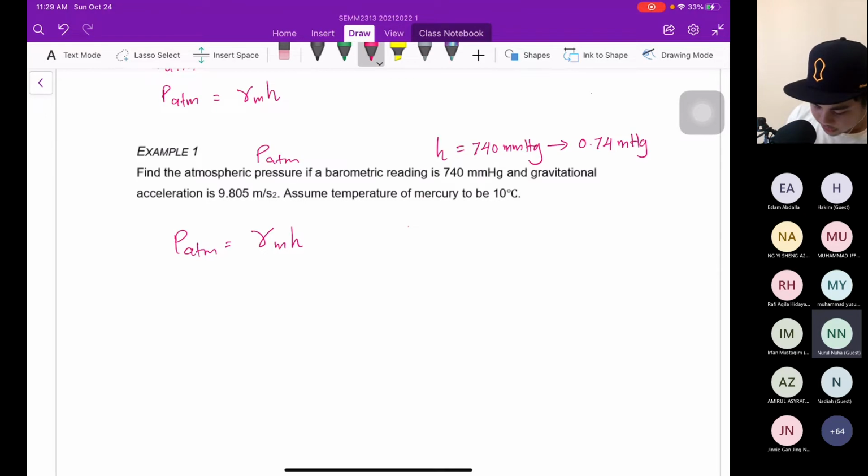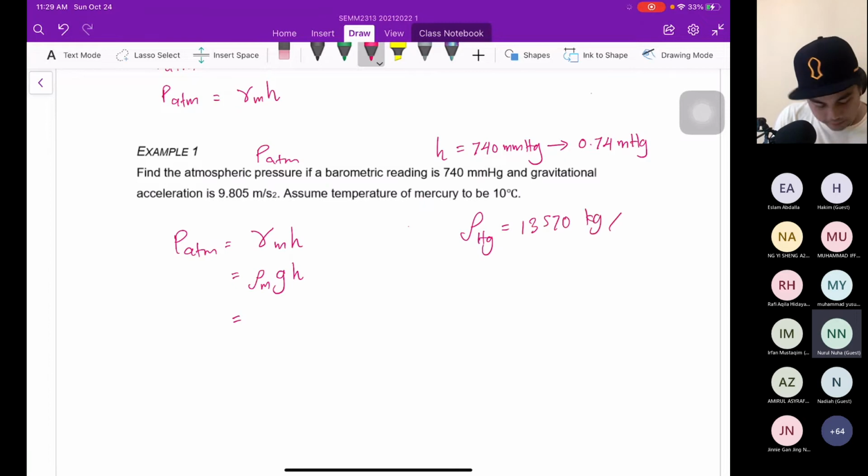We divide by 1000. So what is the density? Gamma is rho of mercury multiplied with gravity multiplied with the height. Just substitute the rho. Is rho given or not? Okay, the rho is not given, I forgot to put the rho. It is 13570 kilogram per meter cubic. Just substitute the value: 13570 multiplied with gravity 9.805, multiplied with the height 0.74.